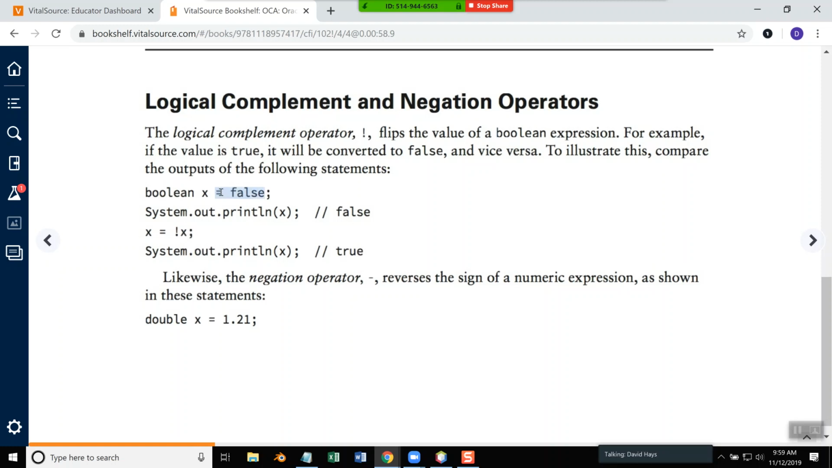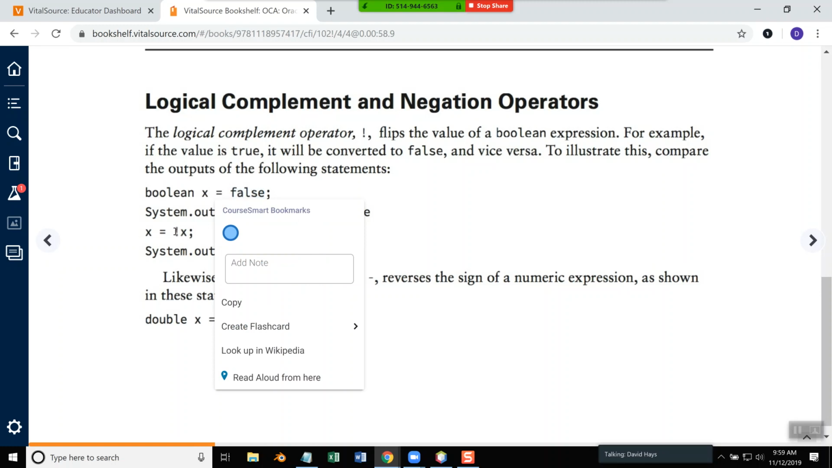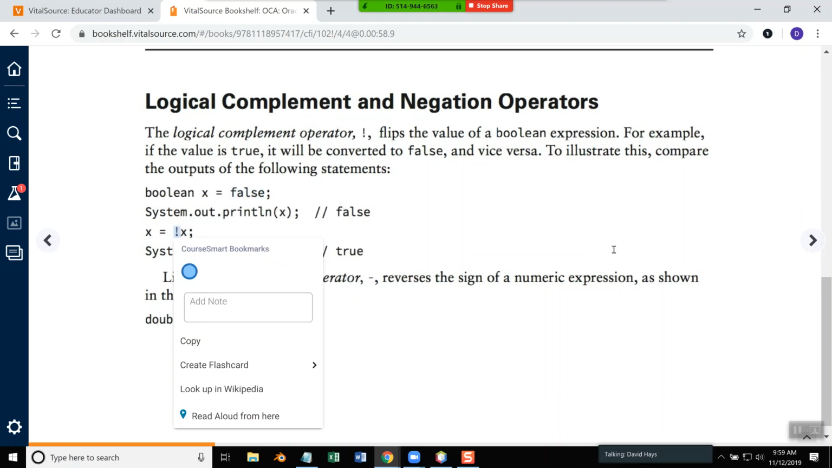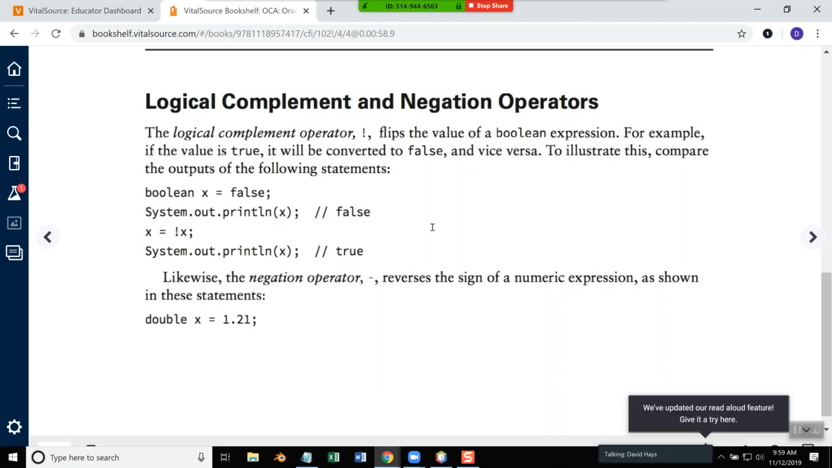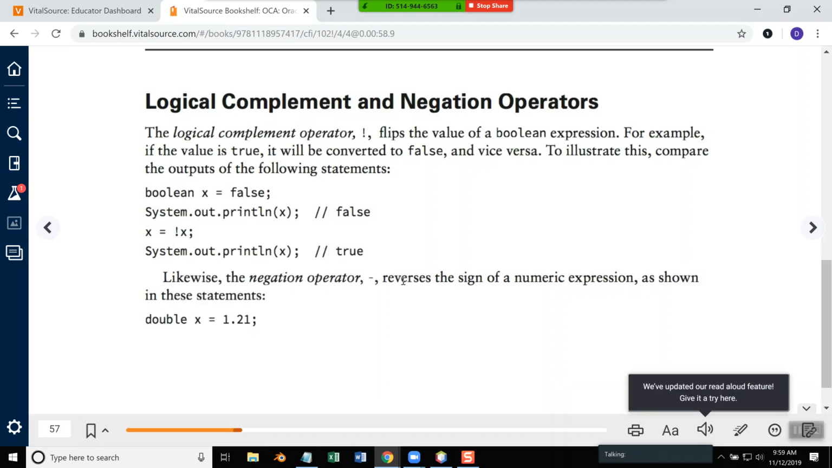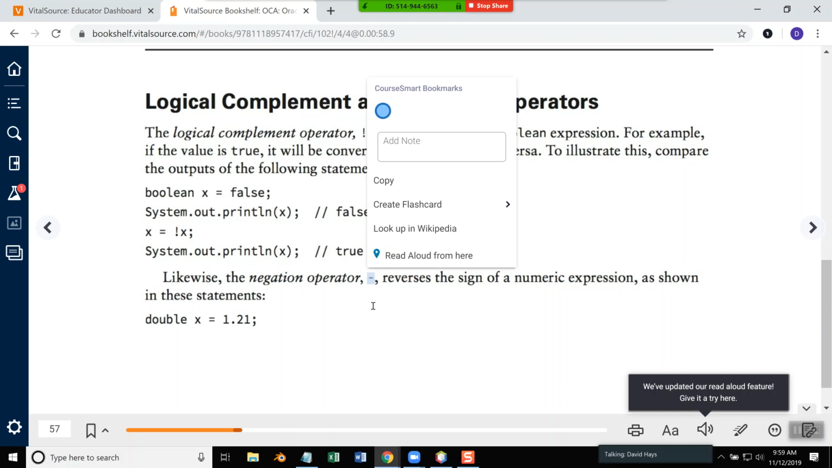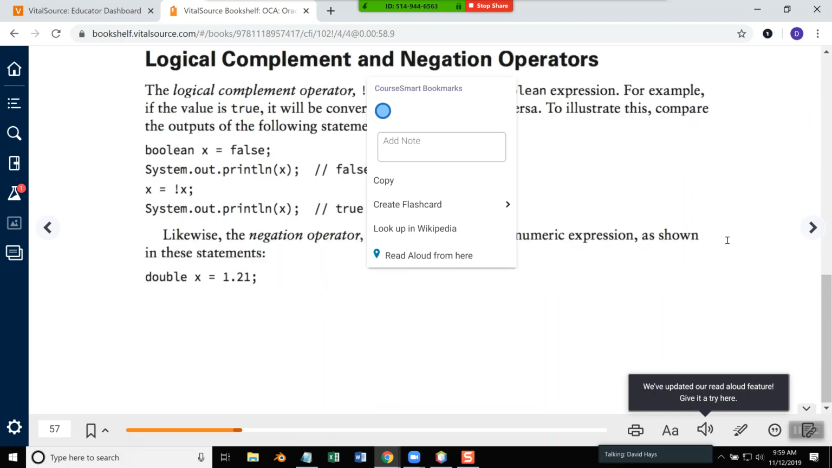So this is false to begin with. Comes down here. The exclamation just flips it to the opposite meaning. So false goes to true. The negation operator, the negative, flips the sign. That's what you'd expect.